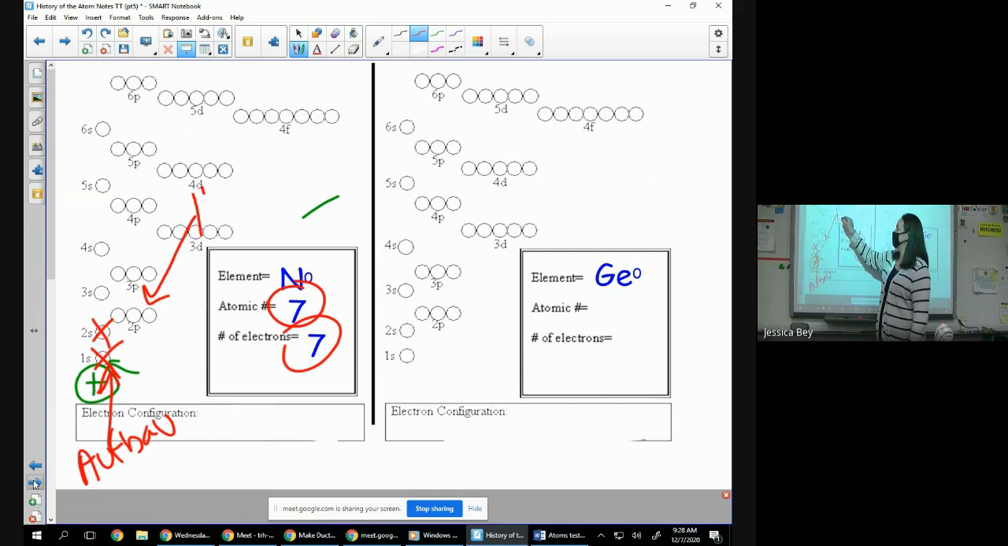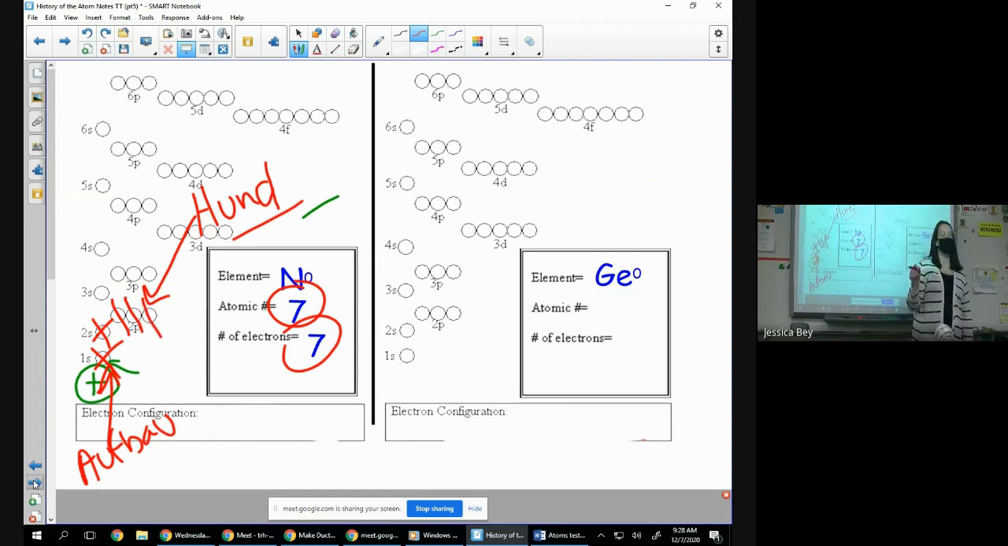Hund's rule says you place 1 electron in its own orbital before doubling up. So I have 4, 5, 6, 7. So what you're showing with this chart is where the electrons are, the energy level, and the shape they are most likely in around the nucleus.